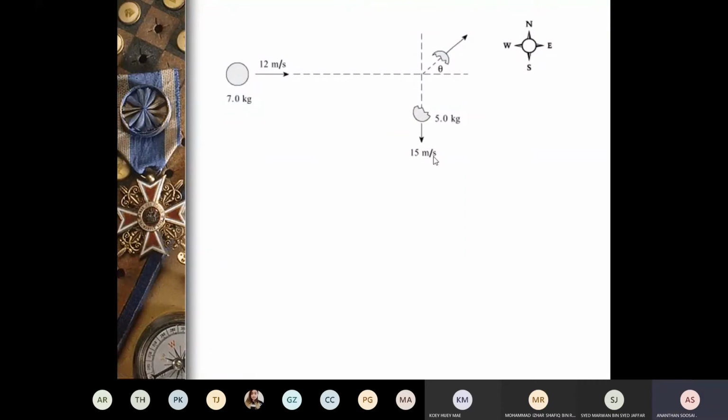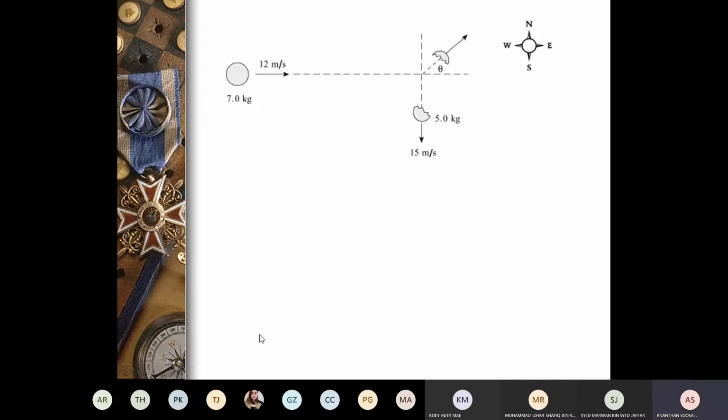So they're asking, what is the velocity of the other fragment? What speed is it moving at, and at what angle is it projected? How do you do this question? You have to use conservation of momentum.